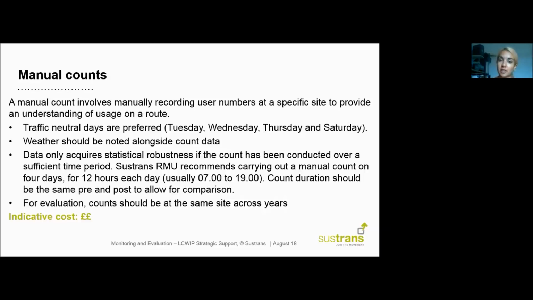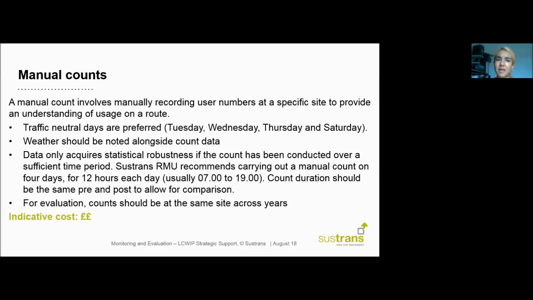As an alternative to cycle counters, you could also use manual counts. So manual counts involve an individual manually recording the number of users at a specific site, usually standing on the side of a pathway. This is usually done over a number of days and a selection of hours. So the Sustrans recommendation is to carry out a manual count for 12 hours each day, usually between 7 a.m. and 7 p.m. and on a selection of days, avoiding days which are not traffic neutral, so avoiding Monday, Friday, and Sunday, as these are non-typical travel days.